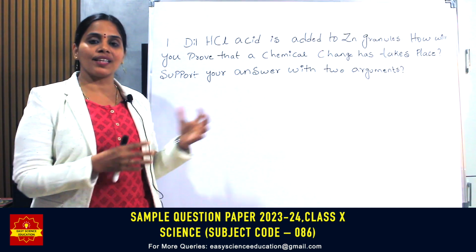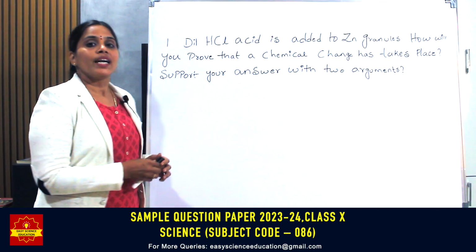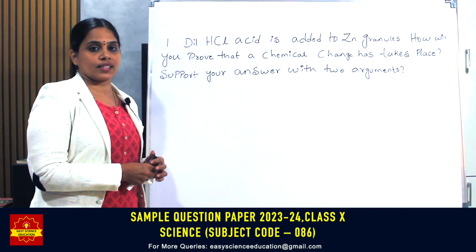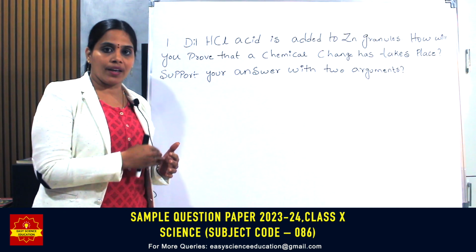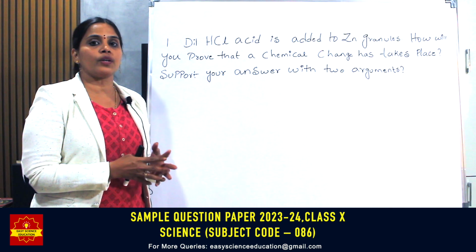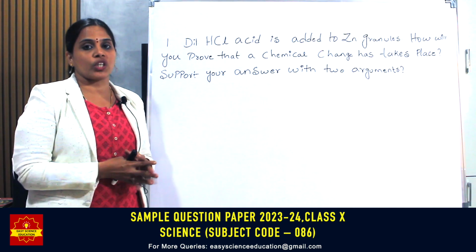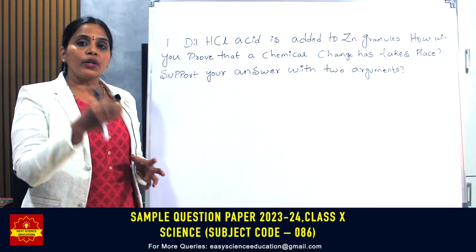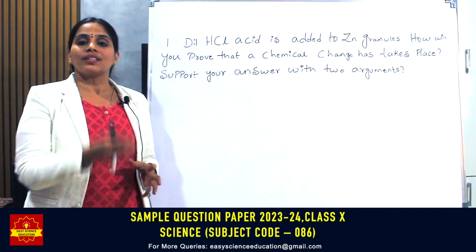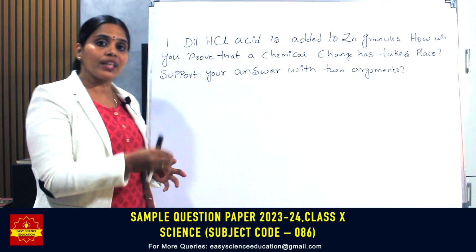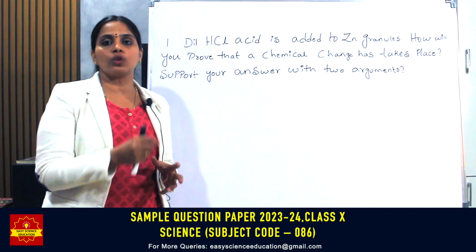So let's discuss the question which is there on the board. The question is: dilute hydrochloric acid is added to zinc granules. How do you prove that a chemical change has taken place? And you have to support your answer with 2 arguments. That's most important because these are very short answers. At least 2 points must be given for 2 marks.